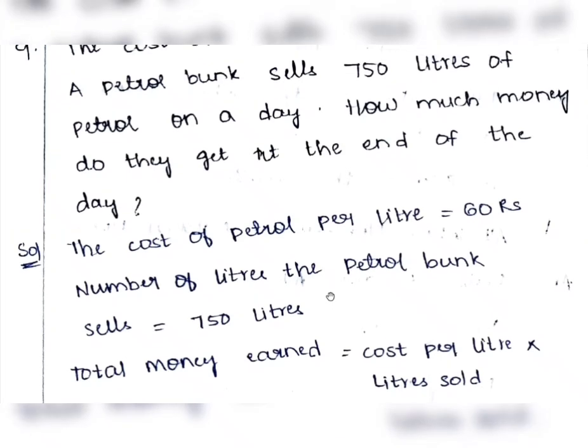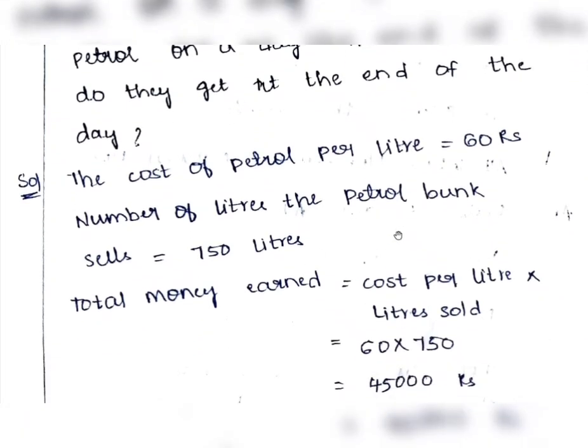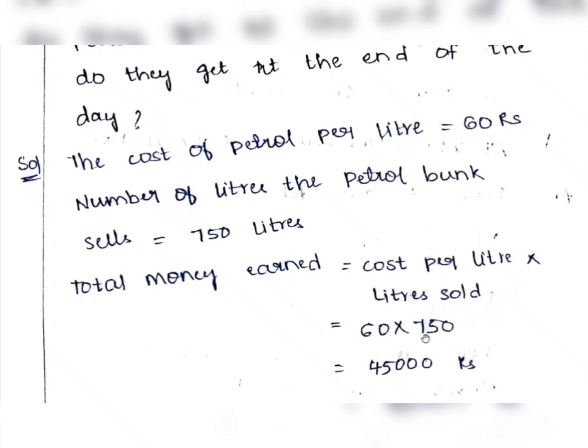So total money earned will be calculated by multiplying these two things. Cost per liter into liters sold, that is 60 into 750, which gives 45,000. 45,000 rupees they are gaining on a day for selling petrol.